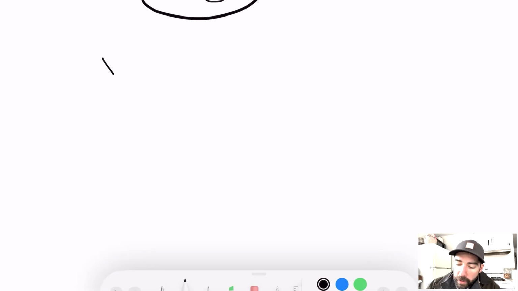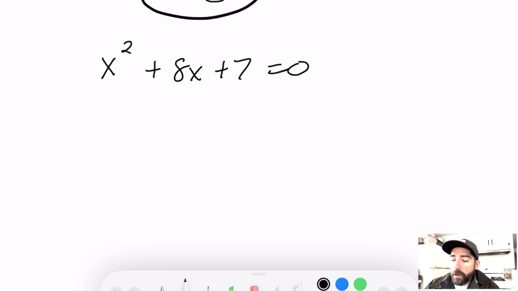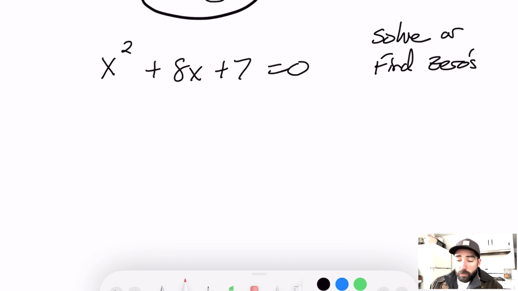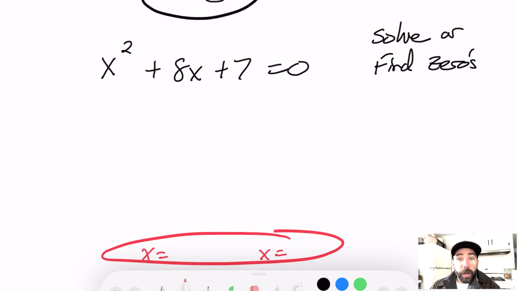What if we're given x squared plus 8x plus 7 is equal to 0, and it says solve or find zeros? This is what we've been asked to do. Well, we need our factors. Our final answer is going to look like x equals and x equals. But first we need to factor. So what multiplies to be 7 that combines to be positive 8? Well, that's going to be (x plus 1)(x plus 7).